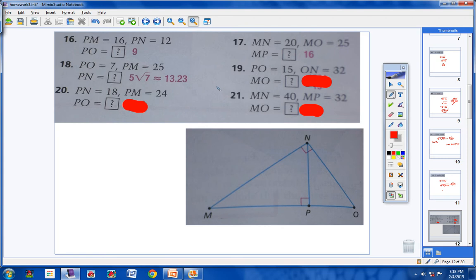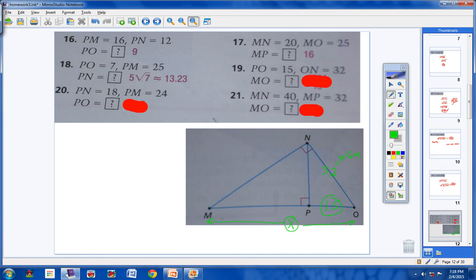Okay, number 19, PO is 15, so we'll put a 15 right here. Change color, see if they show up a little better. There we go. PO is 15. ON is 32. And we're going to find MO, which is the whole length of the hypotenuse all the way across. There we go. Okay, now here's what we've learned. This number here, 32, is the geometric mean of this number here and this expression here.